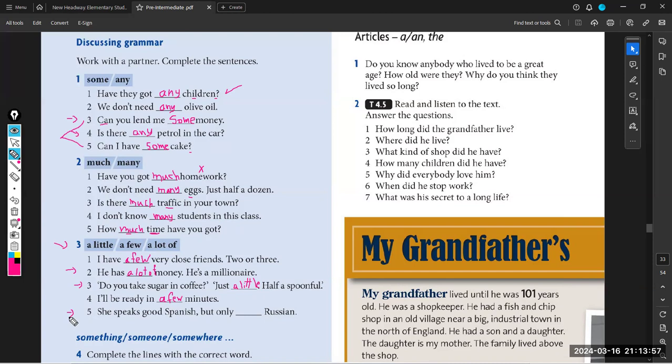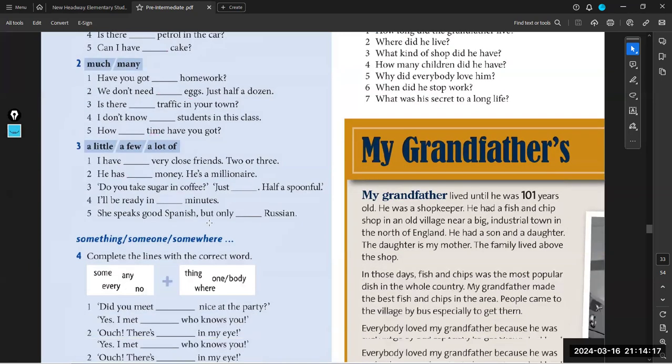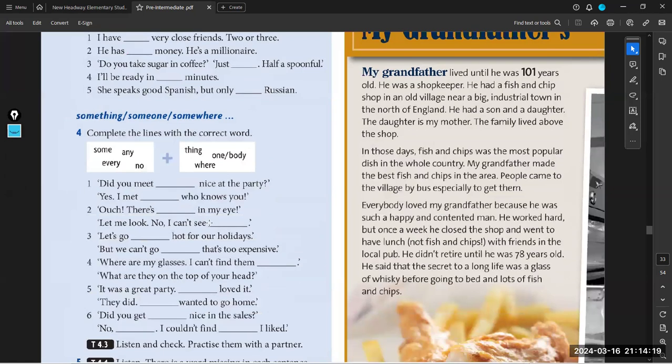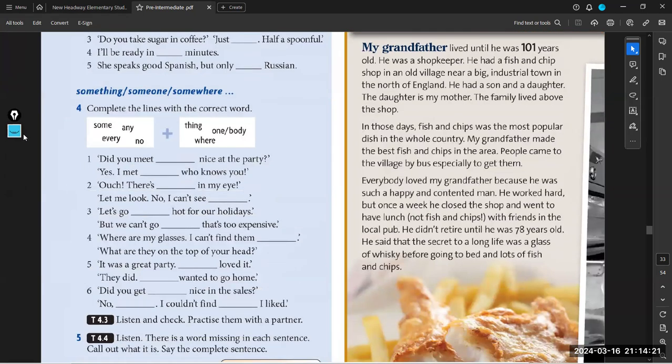Five, he speaks good Spanish, but only Russian. A little Russian, little. Exactly. Languages are all uncountable. So little English, little Russian. So this is it. Please be careful because sometimes they are a little confusing. It's not the end. We still have an exercise, which is four.